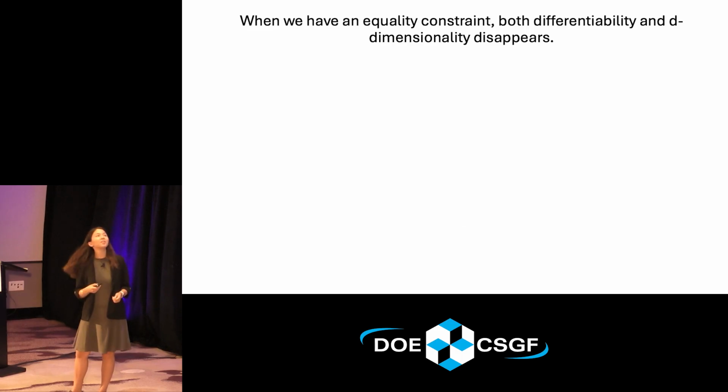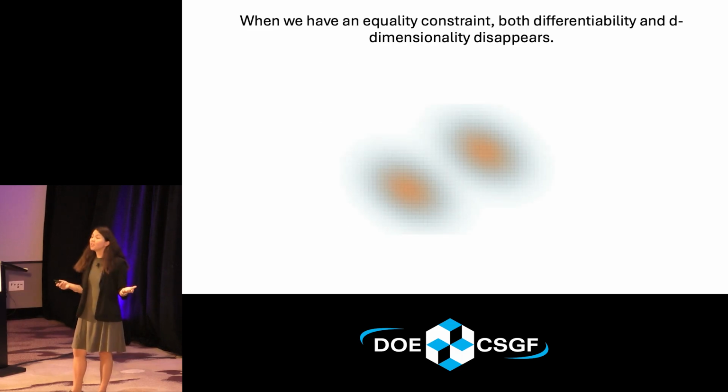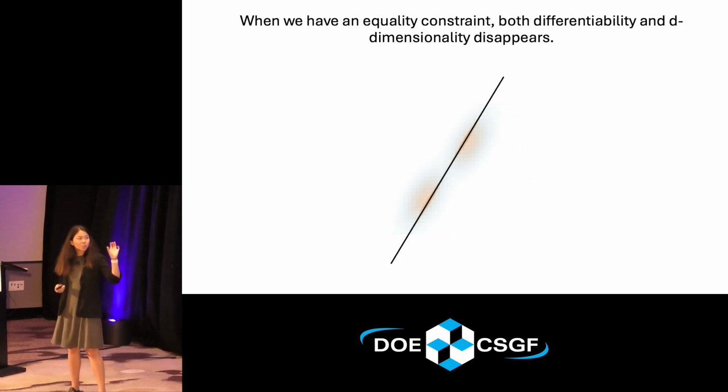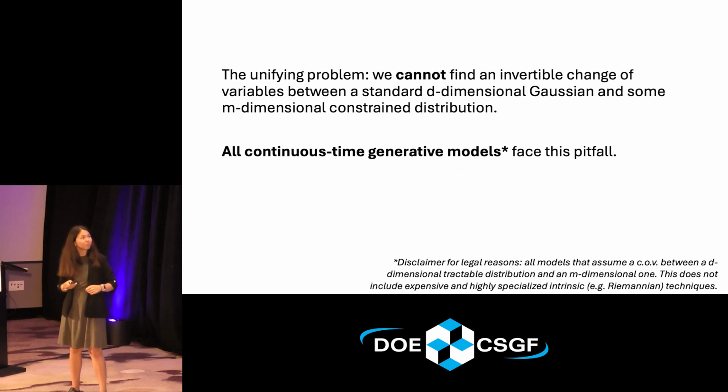So it turns out when we have an equality constraint, we lose all the things that we wanted. Let's imagine that we have a d-dimensional distribution, something simple, and a very, very simple constraint, a line. So this 2D distribution just collapsed to a 1D distribution. And so we've lost this differentiability. We can't differentiate across the line. And we have also lost the two-dimensionality. So our data was two-dimensional, now it's one-dimensional locally because we have a one-dimensional constraint manifold.